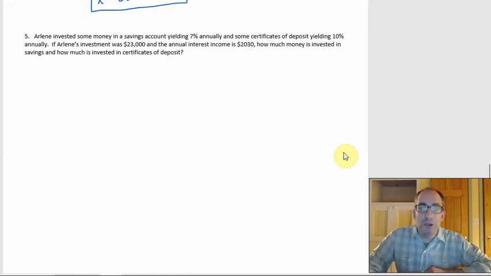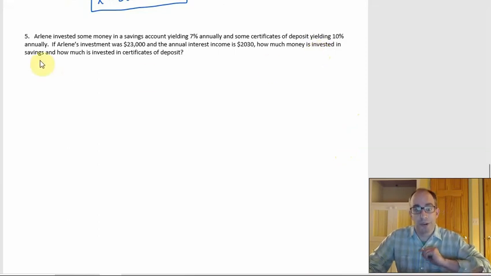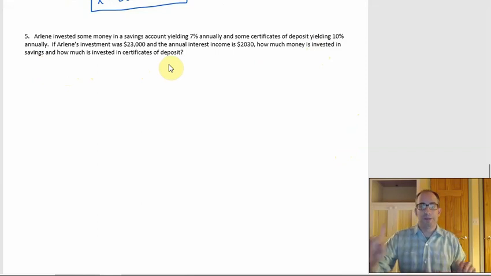So we actually have 2 unknowns that we're trying to get, right? How much is invested in savings? That's unknown number 1. How much is invested in CDs? That's unknown number 2. But we know what the total investment is.